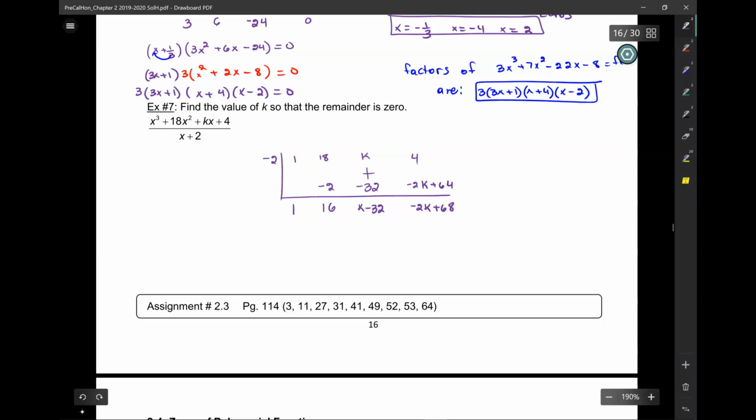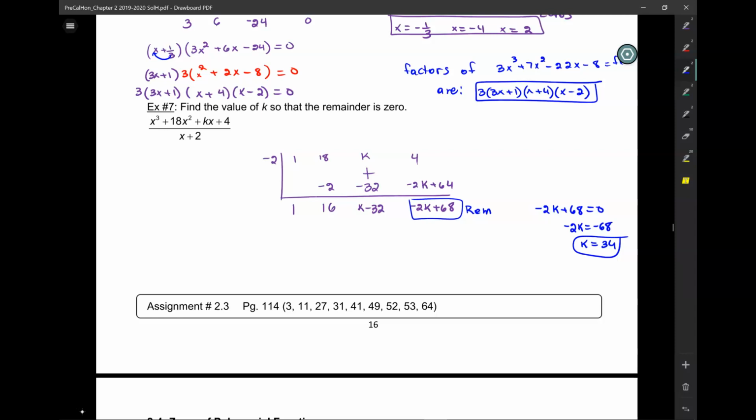You add the 4 to the 64, not the 2. Right? And then you have to set that. If I want the remainder to be 0, this is my remainder. And if I want it to be 0, I set it equal to 0. So that's negative 68, and k is 34. You can always check your work, but these are all polynomial functions, and the domain for those is all reals.